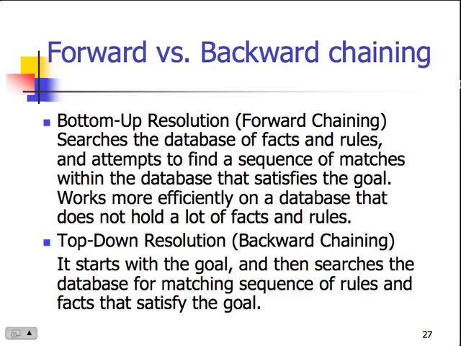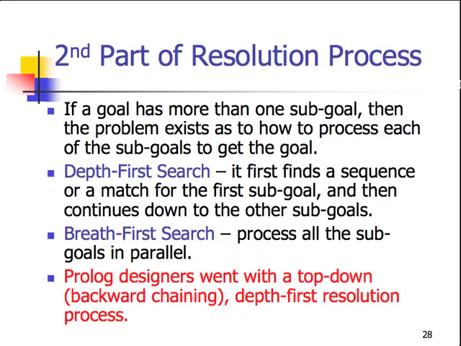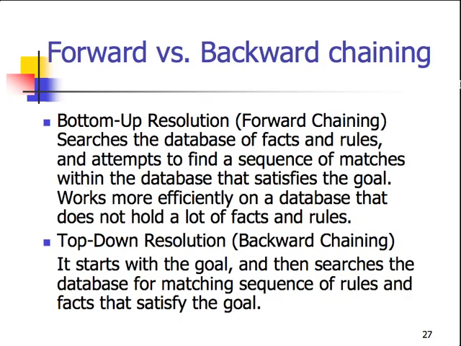If the database is big, it makes much more sense to do a top-down resolution, or backward chaining. So it starts with the goal and then searches through the database to find a sequence of rules and facts that satisfy the goal. If we can find something, then we can say it's going to be true. Think of this the way top-down resolution, or backward chaining, and the way that Prolog thinks is just how primitive humans think.